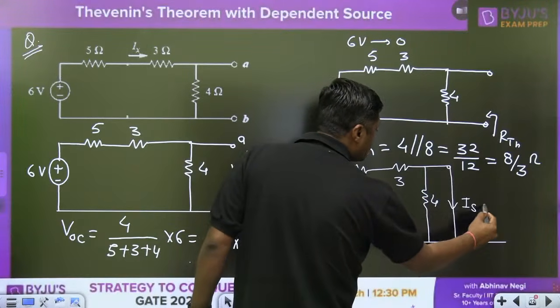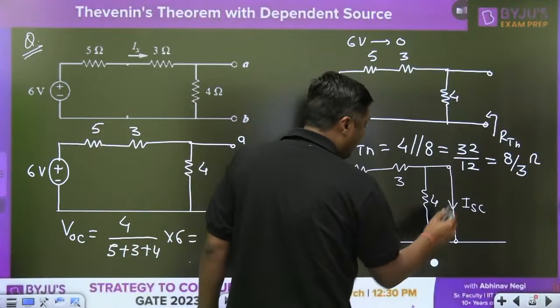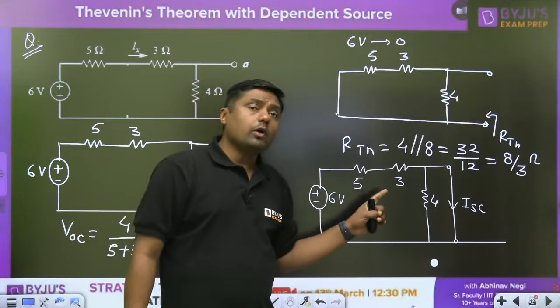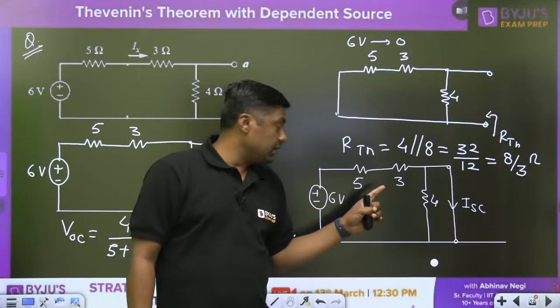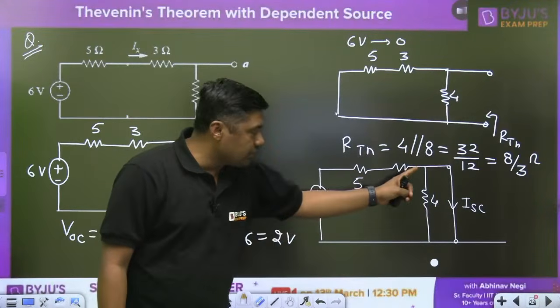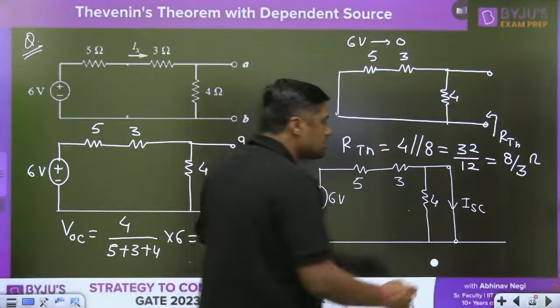Everyone give me the answer. What is the short circuit current? Make it just short circuit. So when I want to calculate the short circuit current, it will become 5 plus 3, 8. That is the 6 divided by 8, because there will be no current through the 4 ohm resistor. So what is the short circuit current?